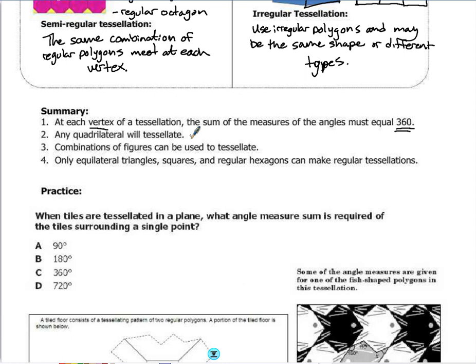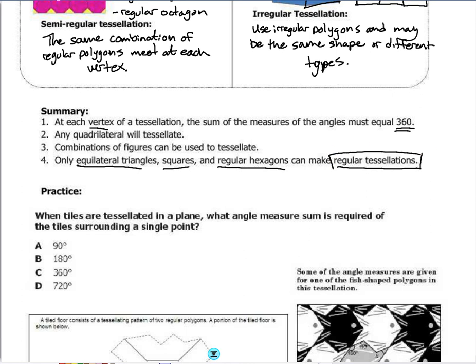Combinations of figures can be used to tessellate. That would be a semi-regular tessellation. And only equilateral triangles, squares, and regular hexagons can make regular tessellations. And that's when I have regular figures, meaning all the sides are the same.